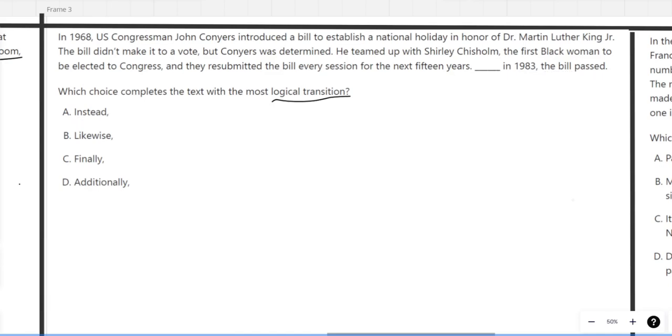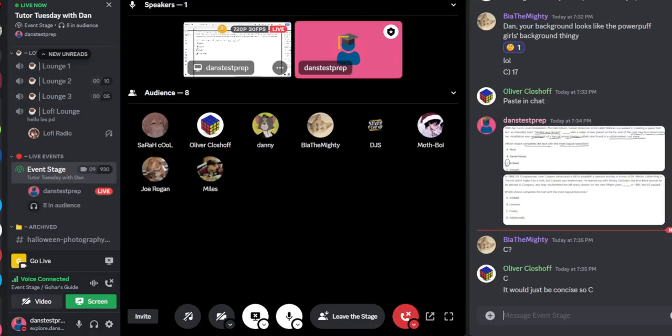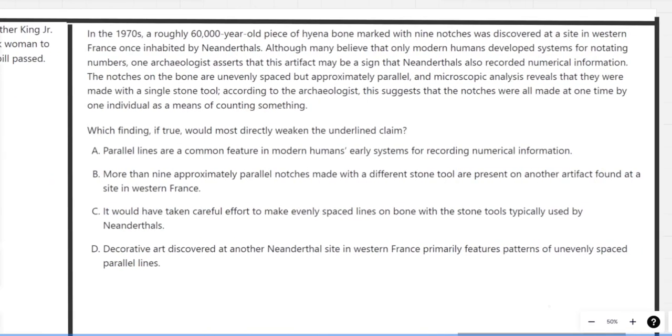Instead sounds like an outcome that we weren't expecting or something contrary. I'm gonna rule that one out. Likewise is like similarly, but there's no similarities here. It seems more like a cause and effect here. So I'm gonna rule that one out. Finally, I think would work. It's like they've been doing this for 15 years, and finally, it passed in this year. That would be a good conclusion to this paragraph. So let's go with C for this one. Yep, you guys got it.